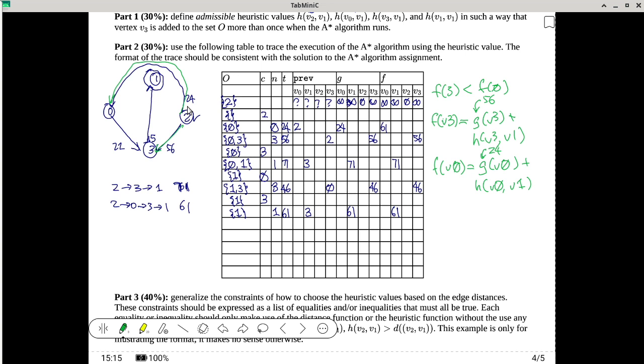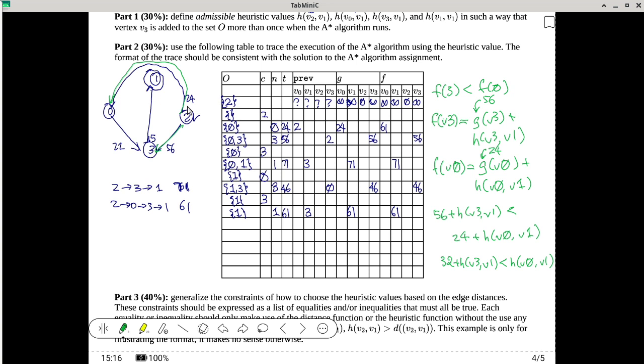So the inequality really is trying to say 56 plus h of v3 v1 needs to be less than 24 plus h of v0 v1. So this is one inequality. You can always rework the inequality, put all the constants on one side and the h value on the other side. It doesn't matter, because I don't really care whether you simplify the inequality or not. The other way is to do the calculation: 56 minus 24 is 32, I think. So 32 plus h of v3 v1 has to be less than h of v0 v1. I just did a little algebra to simplify so that one side does not have a constant anymore.